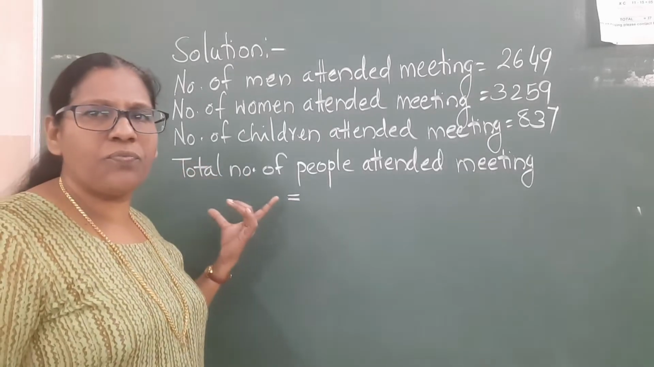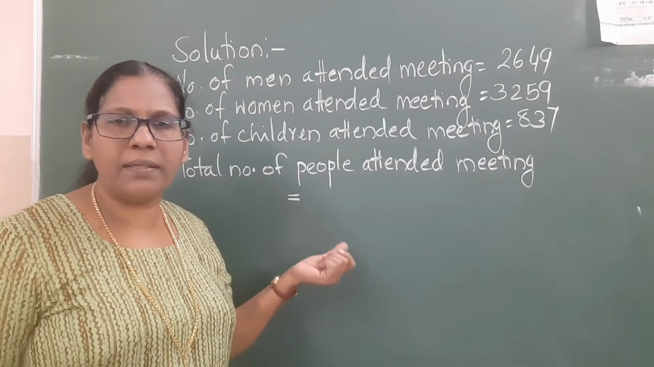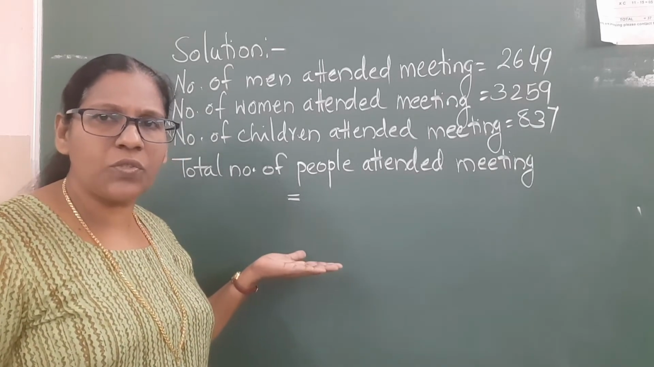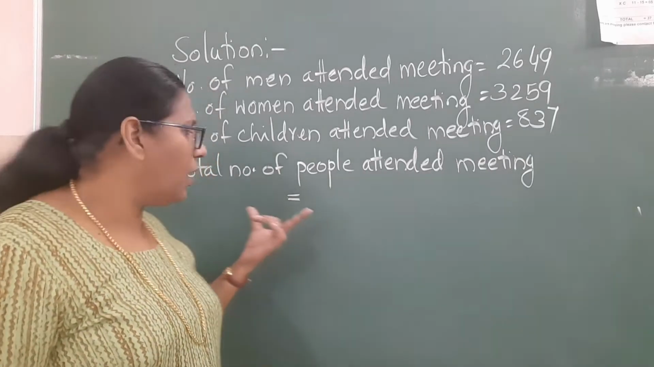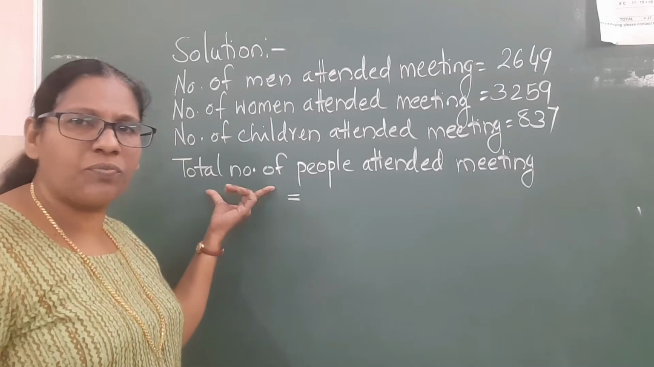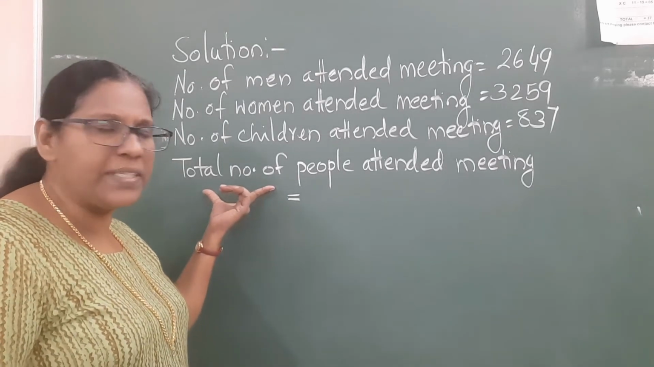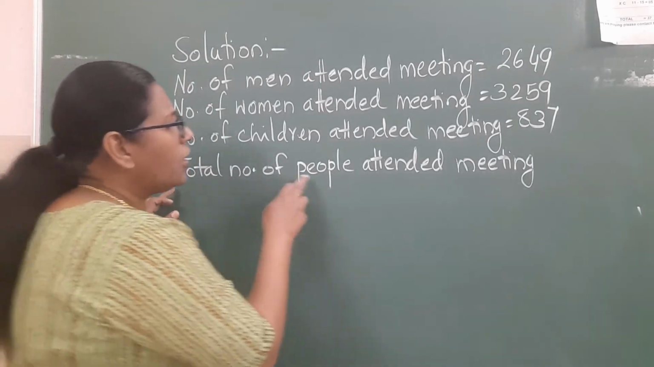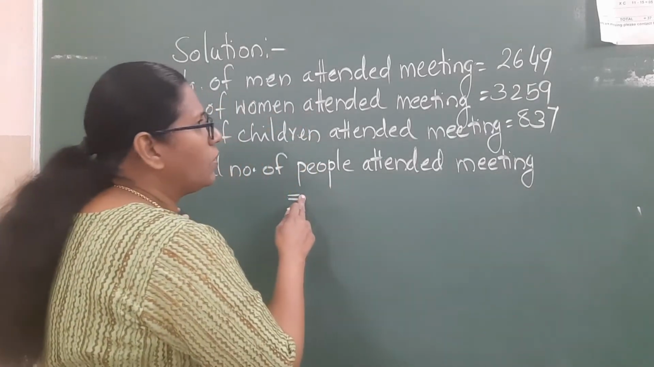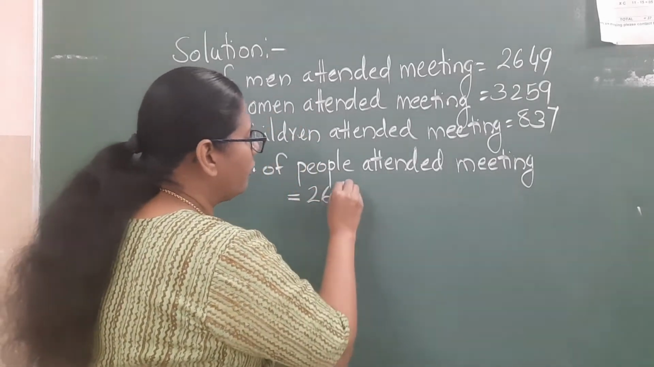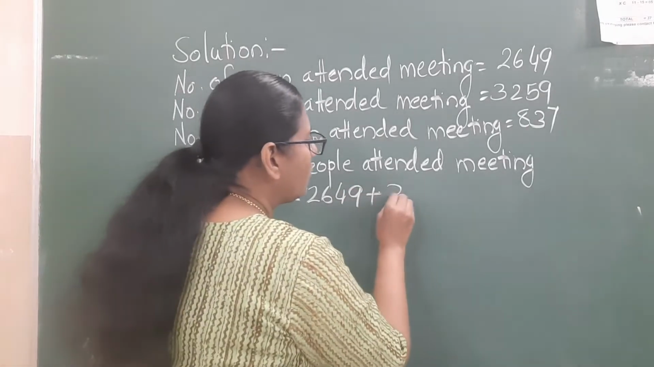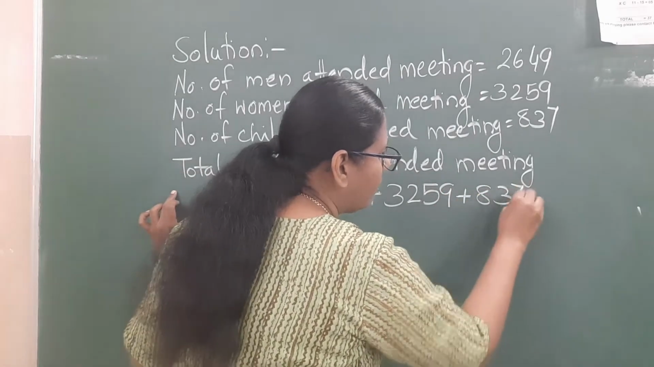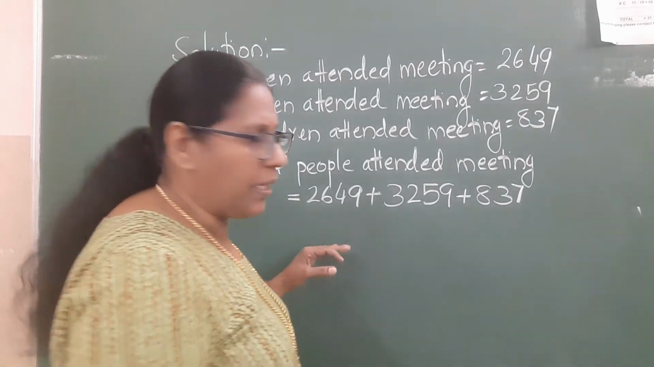Now the question is asked to find the total number of people attended the meeting. So whenever it is asked to find the total number of, it is understood that we have to do the addition. Whenever it is asked to find the total number of, we have to do the addition and then we get the total number. So, write, total number of people attended meeting is equal to 2,649 plus 3,259 plus 837. After that, we have to do the addition.